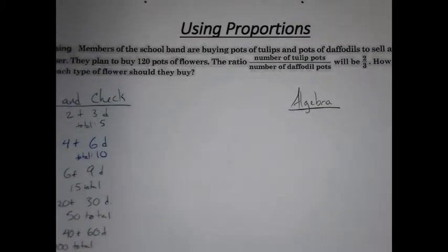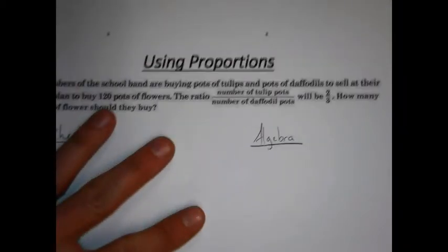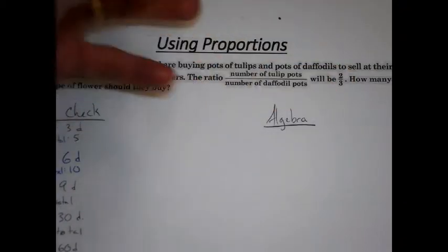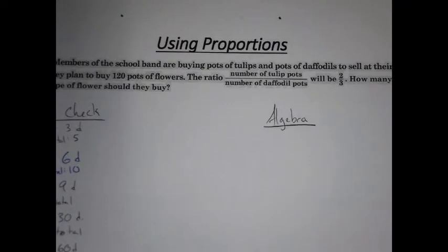We know there is some scale factor. Some scale factor exists, okay? Some scale factor exists that when I multiply the numerator and denominator by that number, I will end up with another set of values that added together would give us 120.